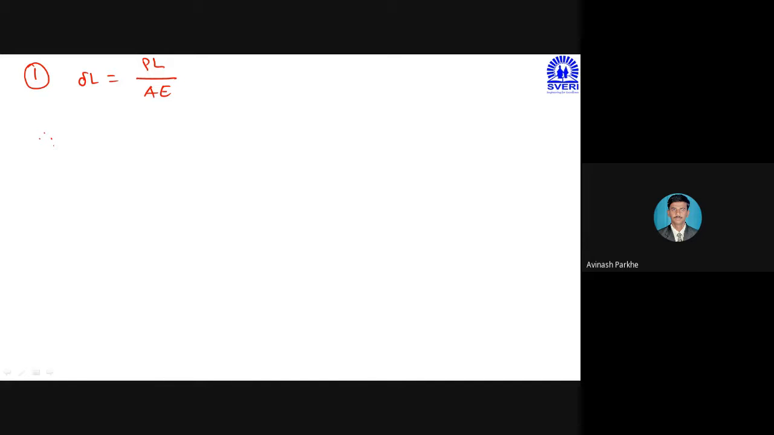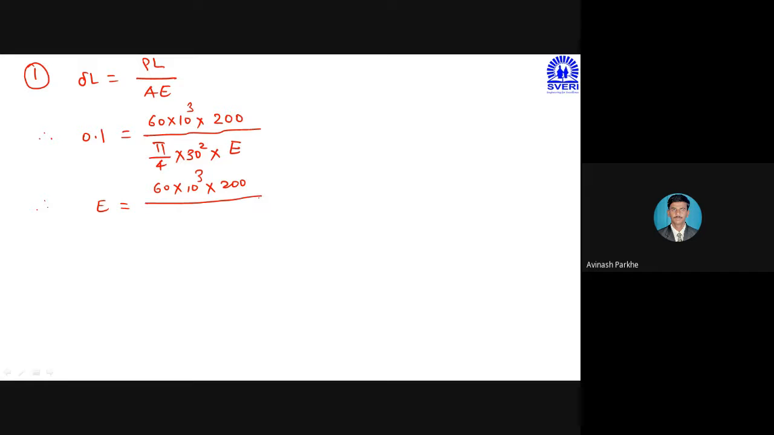So delta L, the deformation along the length, is given as 0.1. P is given as 60 into 10 raised to 3, length is given as 200, divided by the cross sectional area, pi by 4 into 30 square, into Young's modulus, which is your unknown parameter. Now, if I write the equation in the form of Young's modulus E, I will take E to the left side, therefore 60 into 10 raised to 3 into 200 divided by, what is the cross sectional area? Pi by 4 into d square.